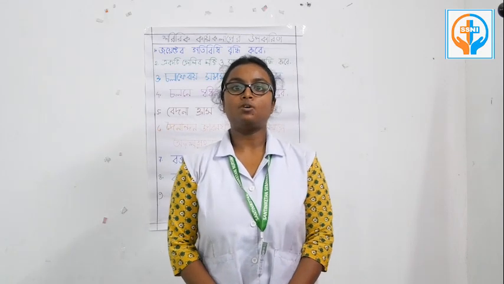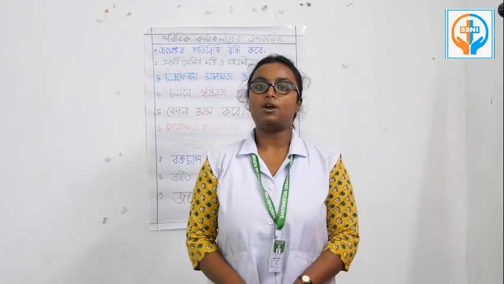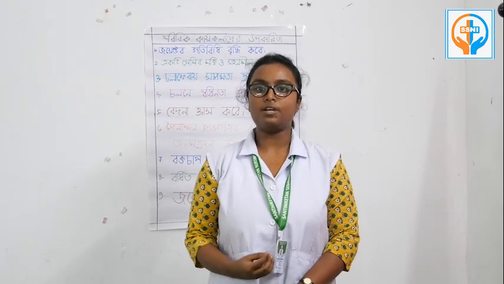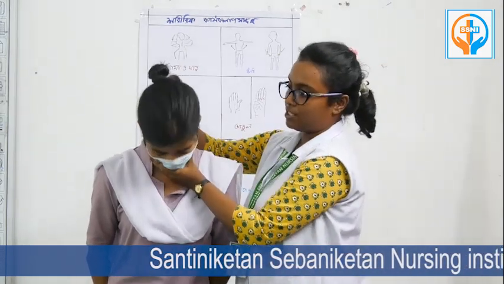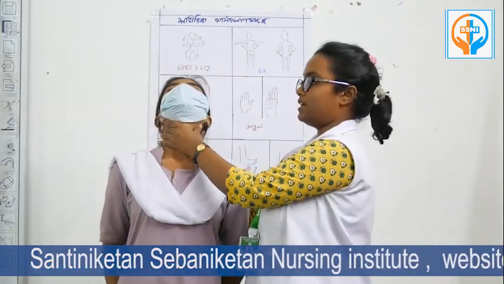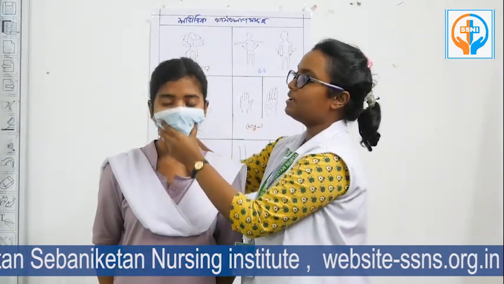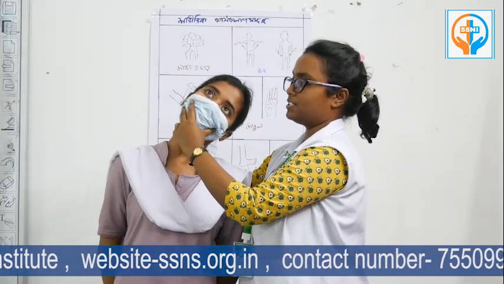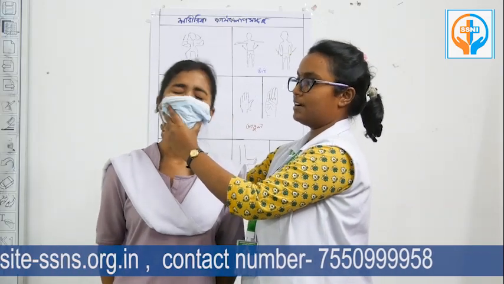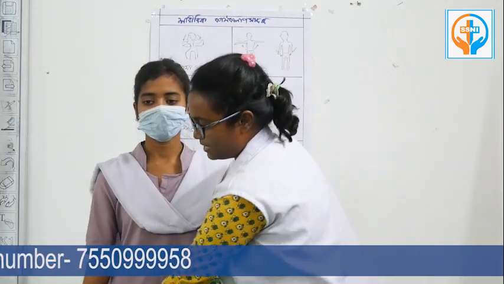Next, I am going to demonstrate the ROM exercises we can do in our everyday life. Now I am going to demonstrate some ROM exercises. These are first head and neck. This is flexion, extension, hyperextension. Lateral flexion. Then it is shoulder, elbow and wrist.